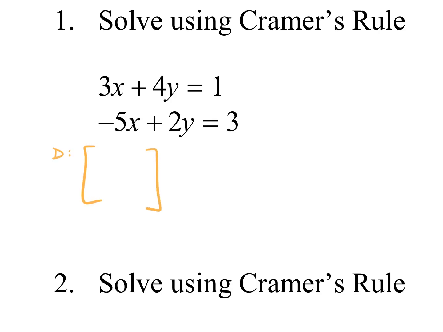So we've got a column of x's and a column of y's. So 3, 4, and -5, 2. Majors minus minors. So 3 times 2 would be 6, minus -5 times 4 is -20. So minus negative would be plus, this would be 26. Next, we want to find the determinant of x.